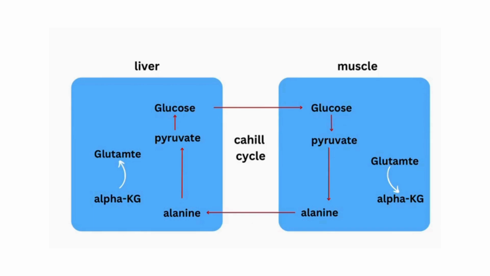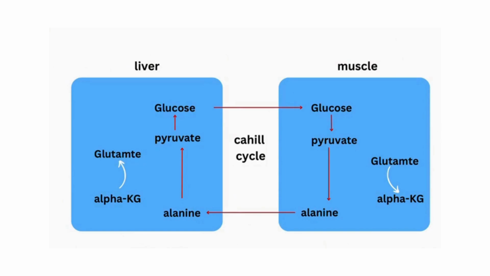Glucose can go from the liver to the muscle. And then, on the slide, the red arrows shown on the left in the liver go from pyruvate up to glucose. That is just gluconeogenesis, which you've already learned about. And then on the right in the muscle, the red arrow going down from glucose to pyruvate, that's just glycolysis.